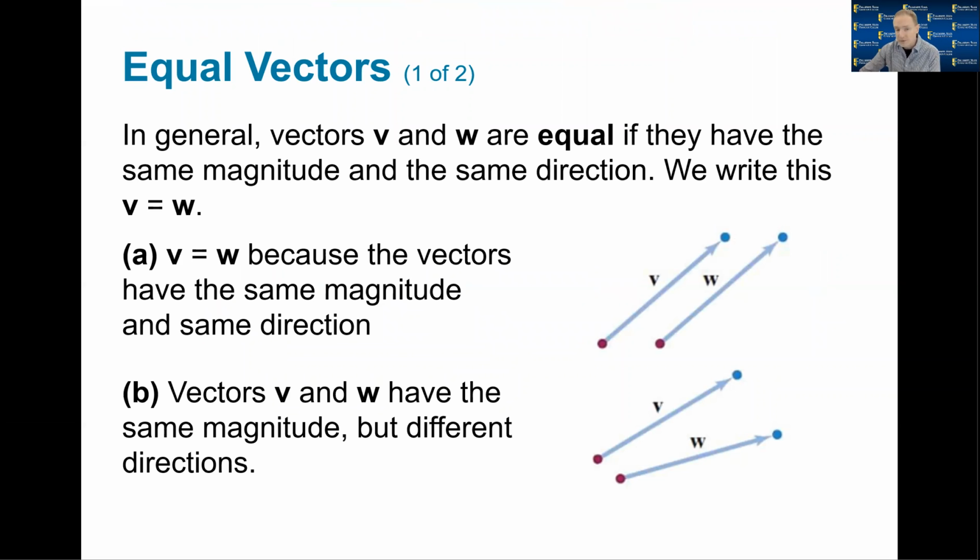Now, when we try to determine equal vectors, they must have the same magnitude and the same direction.